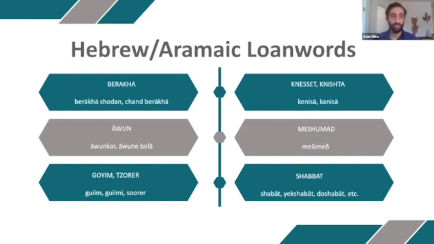Another one, it's also used as a numerative. So chen beracha means how many blessings. You don't ever say how many people are we, or how many children does he have. You would say how many blessings. So it's just another one, and that's a specifically Jewish thing.